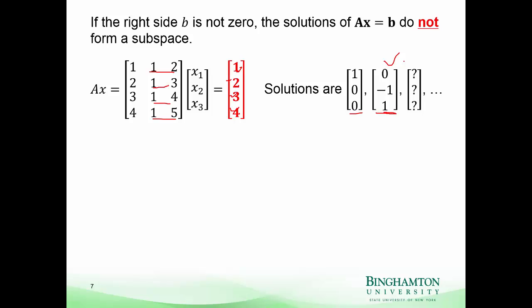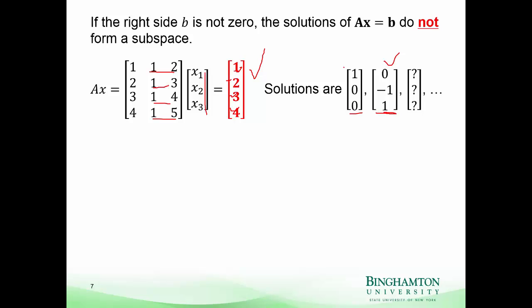Another way to verify is that, in order for this set of solutions to form a subspace, it must hold the zero vector. But if we put the zero vector in as our solution, we don't get 1, 2, 3, 4. We get 0, 0, 0, 0. So that's the second easy way to verify that there's no way that the set of solutions can form a vector space. Only when B is equal to 0 does that work.